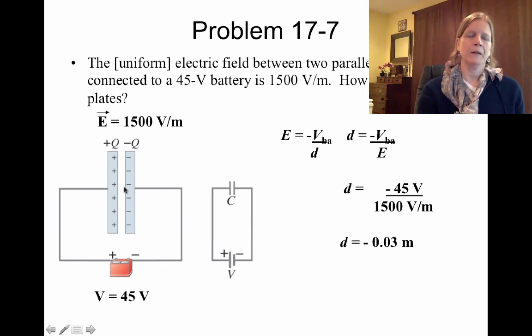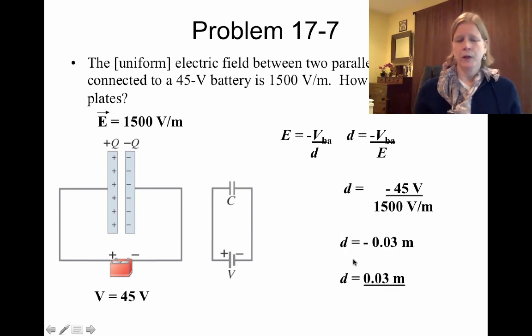But if you think about it, our distance from A to B is the same as our distance from B to A. So we could just reverse this. We can get rid of that negative sign, and we'll get a positive value for distance. So sometimes we do get phantom negative signs, but we can make sense out of that. Okay, so we correct that, and we get a distance there of 0.03 meters, and we're done.